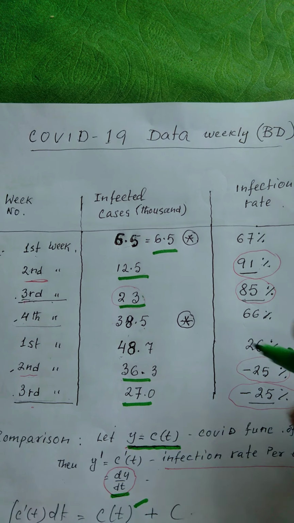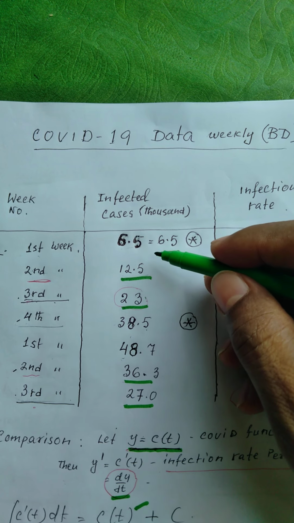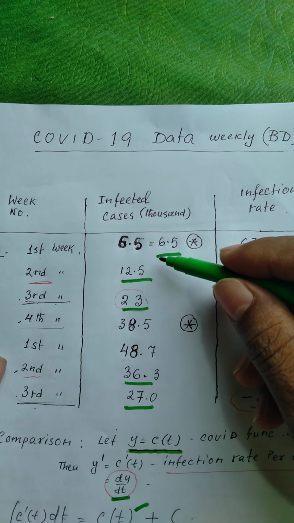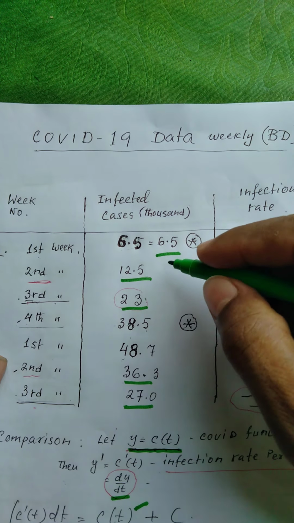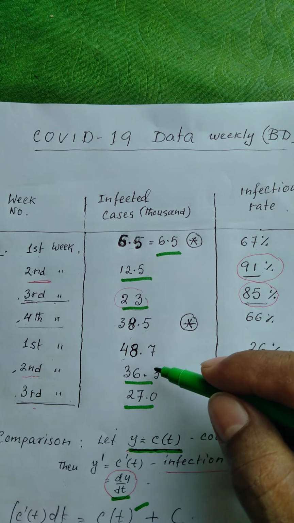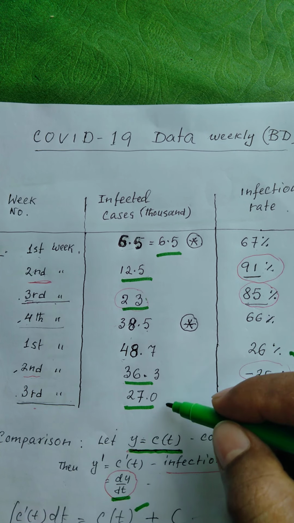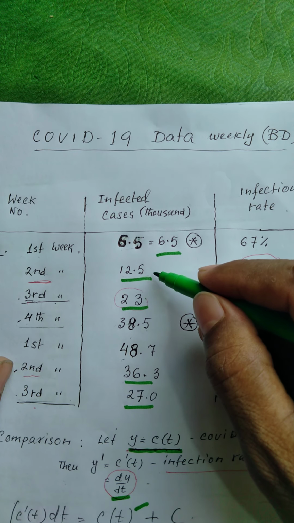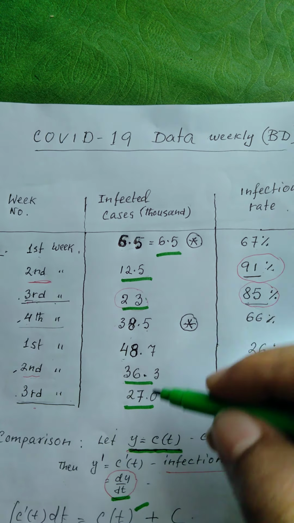If we compare the first, second and third weeks, 6, 12, 23, 38, with the second and third weeks of April, we can see that the number of infected people is increasing. The second week of March was 12,000, the second week of April is 36,000, and the third week 23, here 27,000.